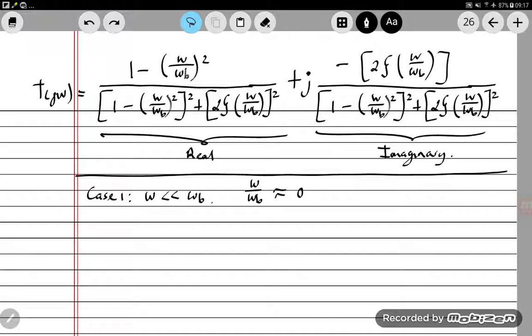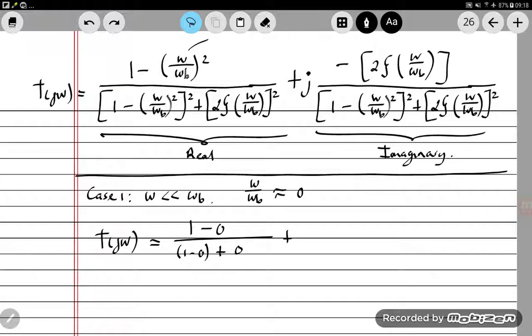And if we look at our frequency response transfer function, we can simplify it as well. This term goes to 0, so we've got at the numerator of our real part 1 minus 0. In the denominator, for the first term, again we've got 1 minus 0, and then the second term in the numerator is of course equal to 0.